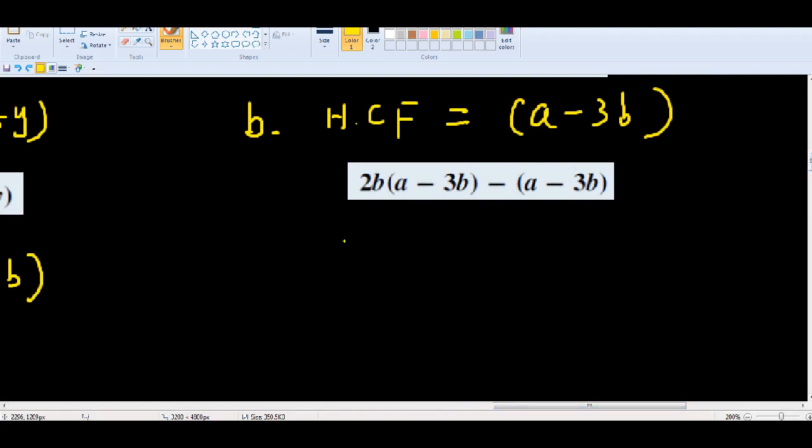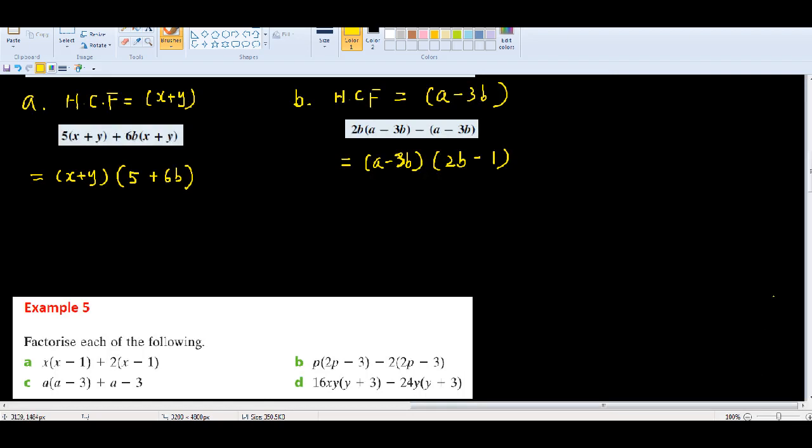Because the HCF is a minus 3b, just take that a minus 3b out, and the first term is 2b. For the second term, if a minus 3b is divided by a minus 3b, what do you get? The same thing divided by itself, which is 1, right? And here is minus, so you keep the minus. So that will be our second example.